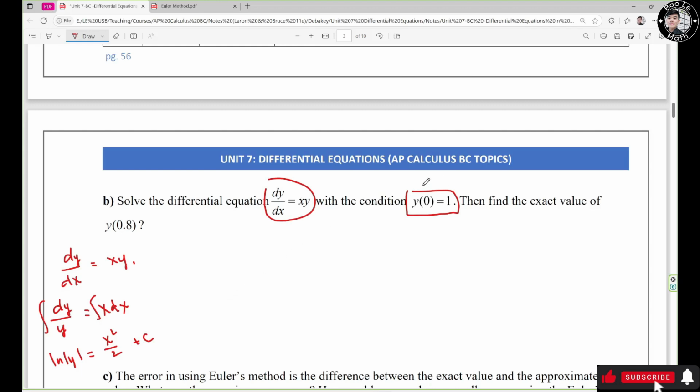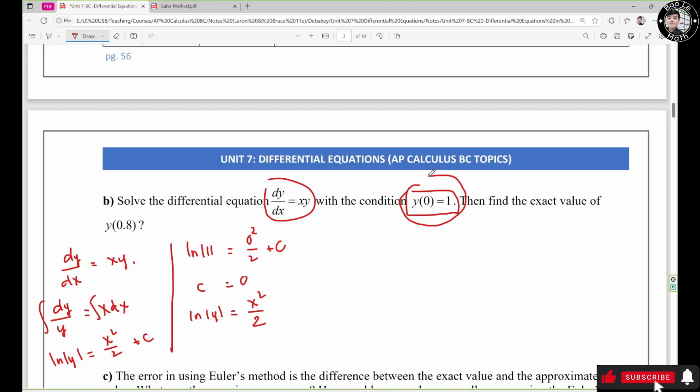Now I need to use the initial condition right here to solve for c, right? So s equals 0, y equals 1, right? So this guy turns out to be natural log of absolute value of 1 equals 0 squared over 2 plus c, right? Natural log of 1 equals 0, right? So this guy turns out to be c equals 0. Then the equation becomes natural log of absolute value of y equals s squared over 2 plus 0. I don't need to write that, right?